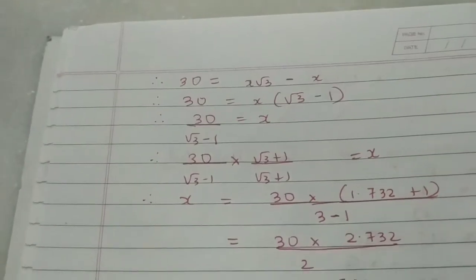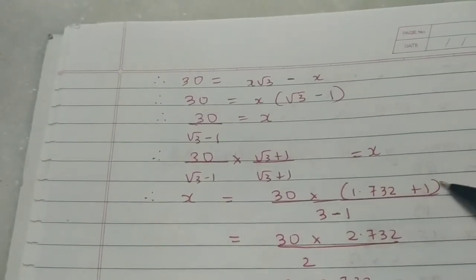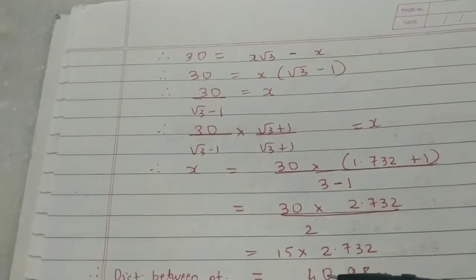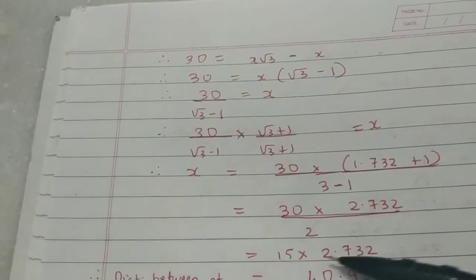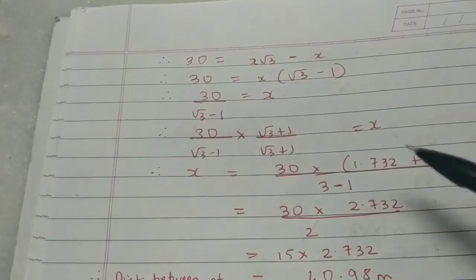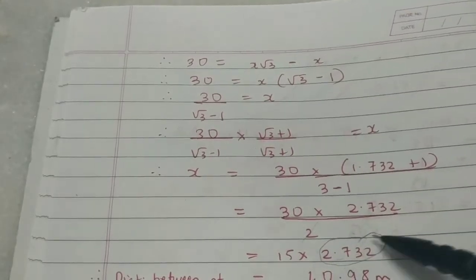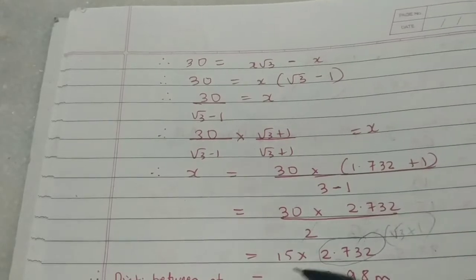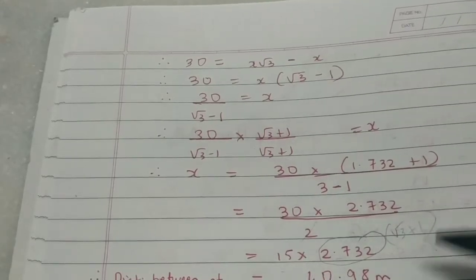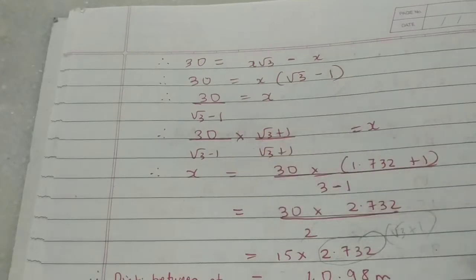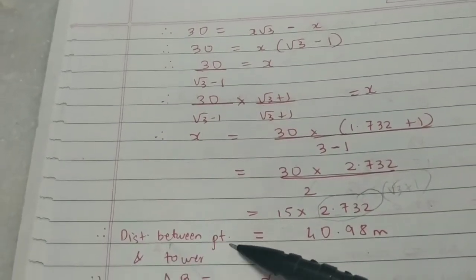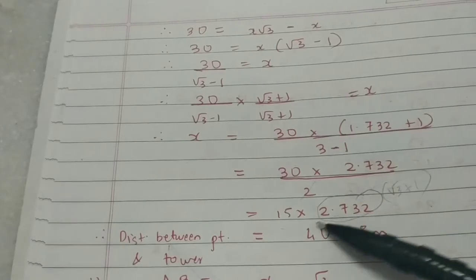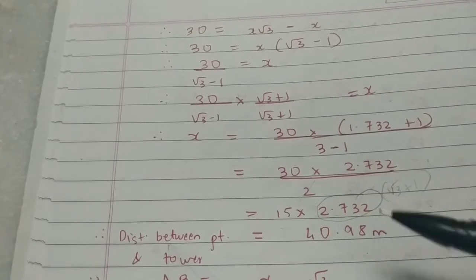So that's upon 2. And root 3 plus 1 is nothing but 2.732. This is 15. So I get the value of X as 15 into 2.732. Remember, this is nothing but root 3 plus 1 in bracket. So it's 15 into root 3 plus 1. So what is X? It's the distance between the point and the tower, which comes out to be 40.98 meters. You have to literally multiply this. So do this. Don't copy.